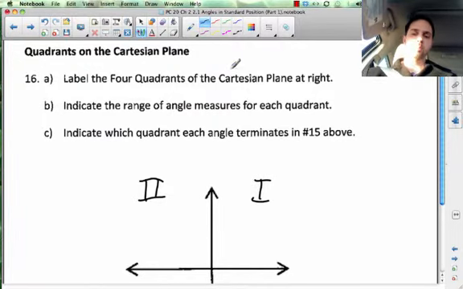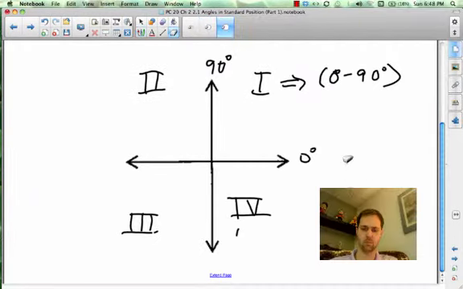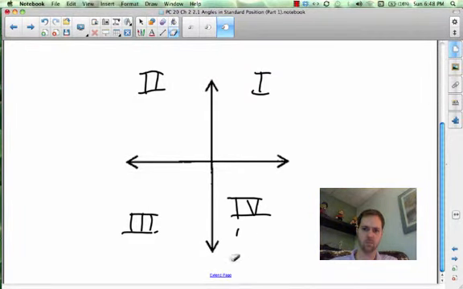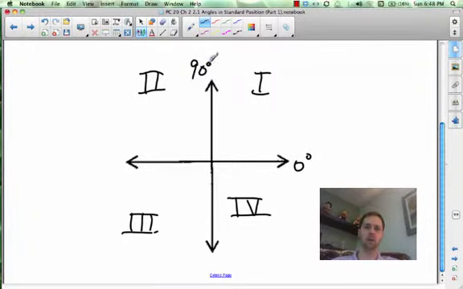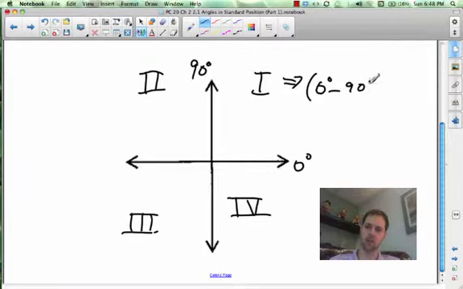Indicate the range of angle measures for each quadrant. So in quadrant 1, the positive x-axis is 0 degrees, and the first vertical axis is 90 degrees. So quadrant 1 ranges from 0 degrees to 90 degrees, non-inclusive of either of these angles, because the angles that are on an axis are not considered to be in any quadrant. They're simply located on an axis.